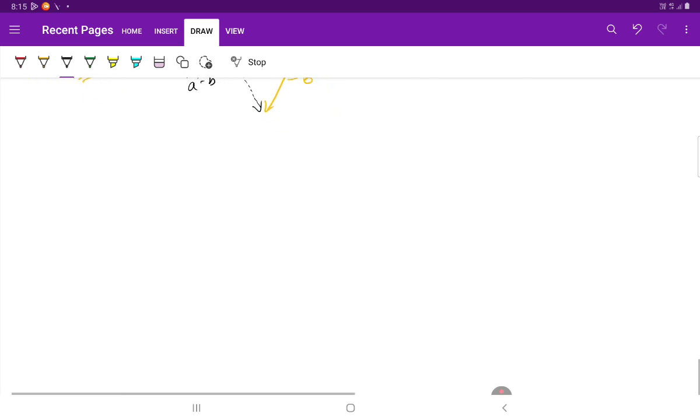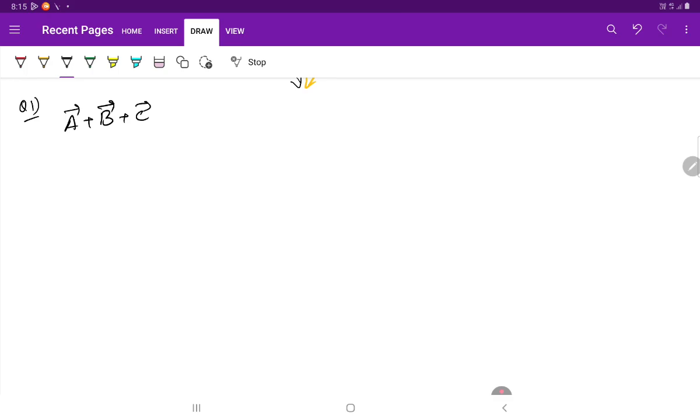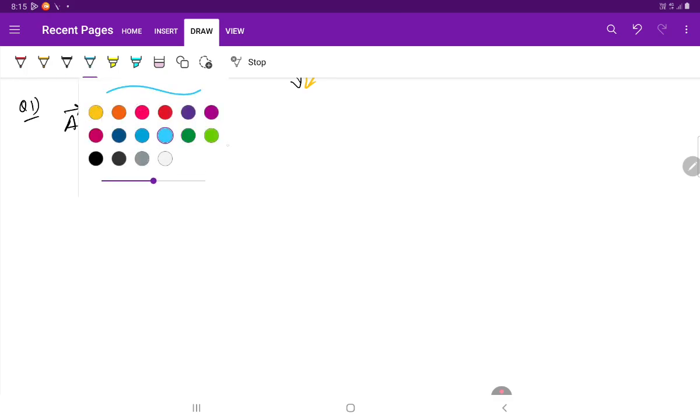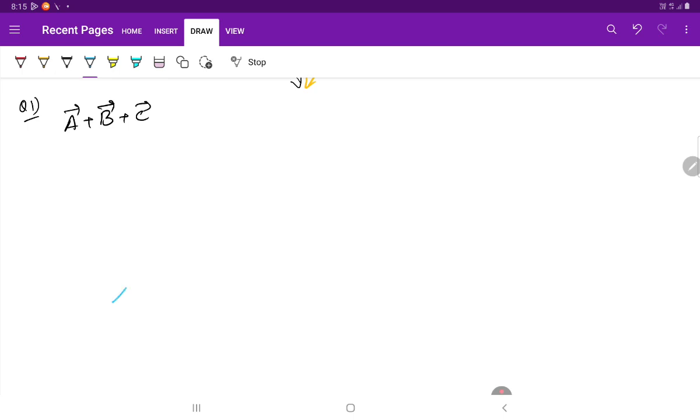Coming up with the first problem, which is just a basic theoretical problem. The first problem says that suppose you have written A vector plus B vector plus C vector, and this diagram is given along with it. The diagram is somewhat like this. This is A vector, this is B vector, and this is C vector. So you'll get the resultant as the line joining the head of the C vector and the A vector. This is the resultant R vector.